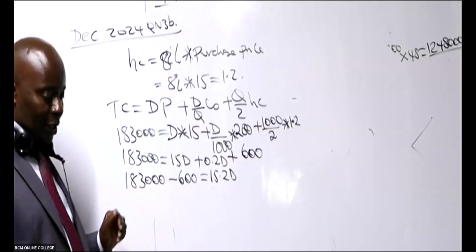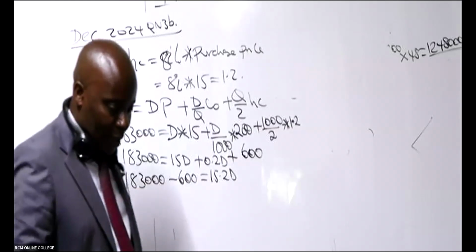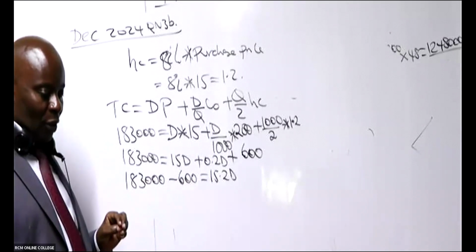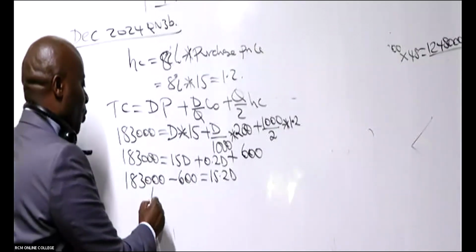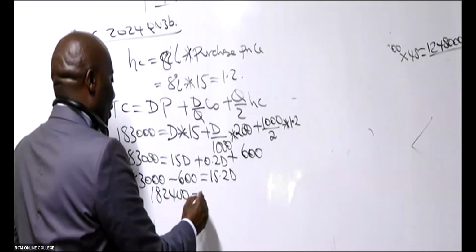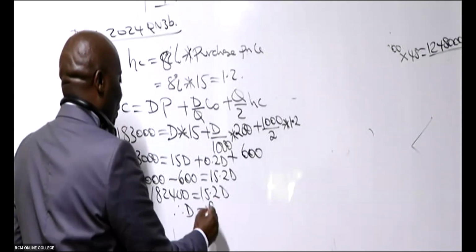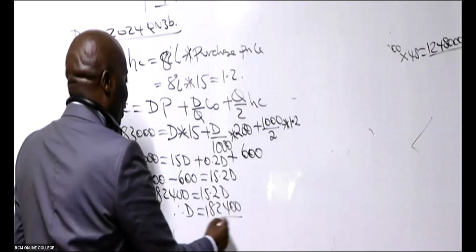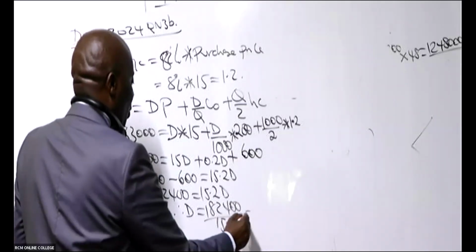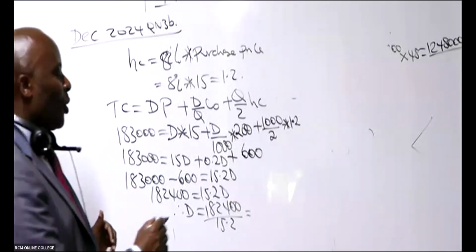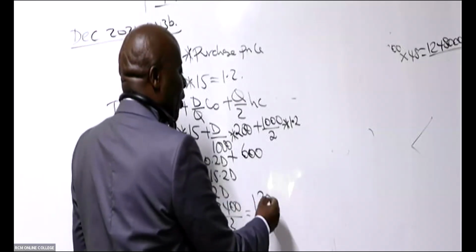Is it 3,000 or 300? 183,000, yes. Minus 600, that will be 182,400. 182,400 equals 15.2 dog. Therefore, dog will be 182,400 divided by 15.2, which will end up giving me what figure? 12,000? Yes, 12,000. So in this case, this is agreeing, right?